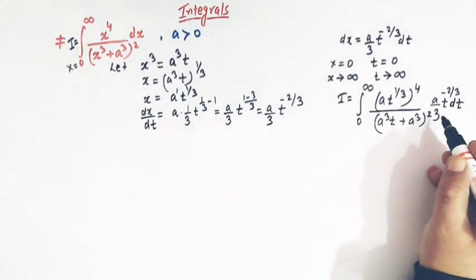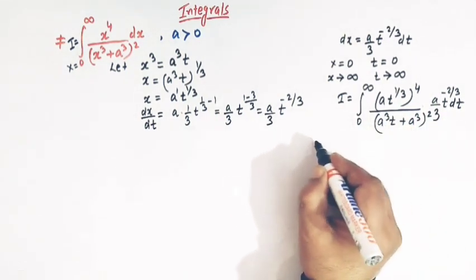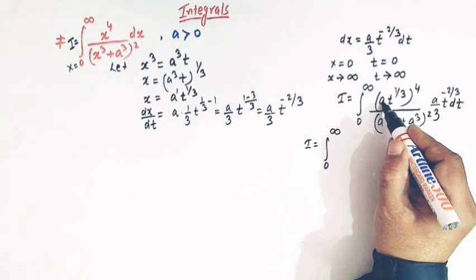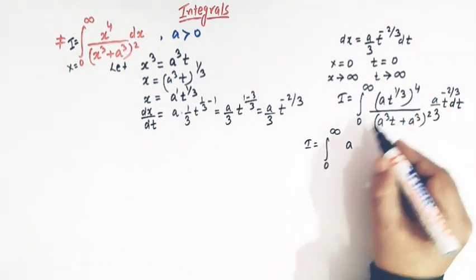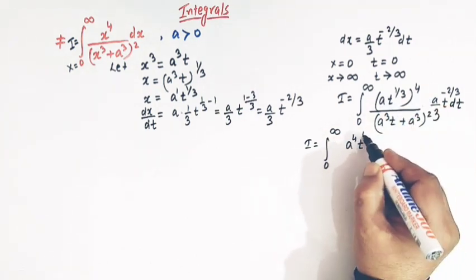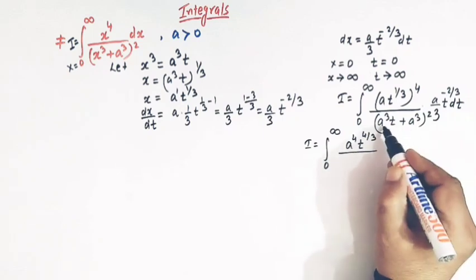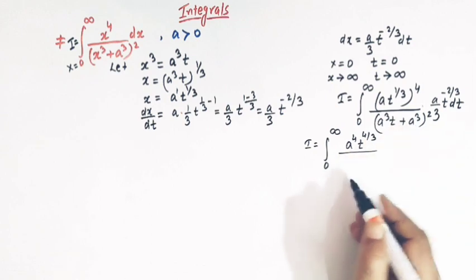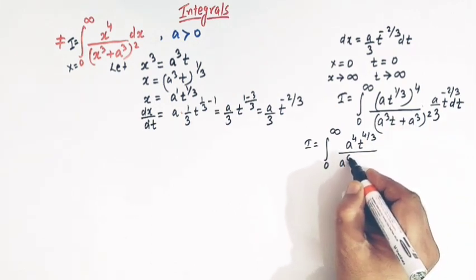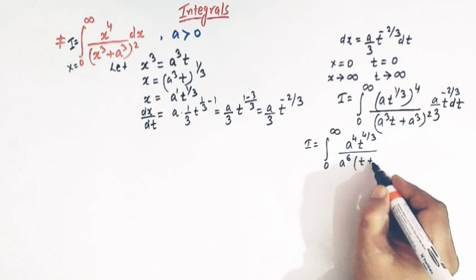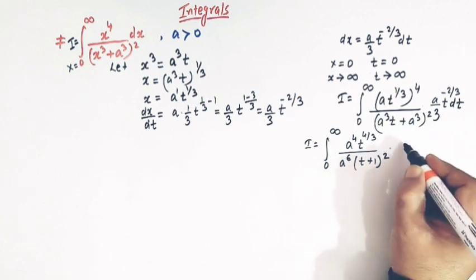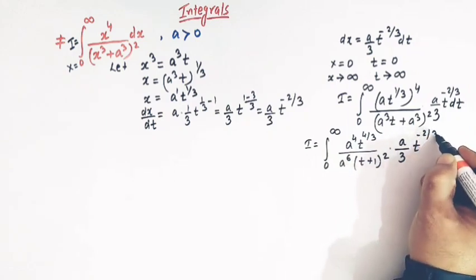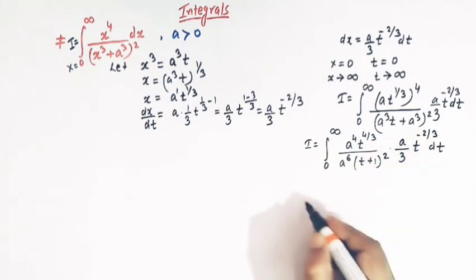Now let us rearrange the terms. So we have I is equal to 0 to infinity, and here we have a raised to 4, then t raised to 4 by 3. In the denominator, if we take a cube common, then we have a raised to 6 and (t plus 1) whole square. And here we have a by 3 t raised to minus 2 by 3 and dt.